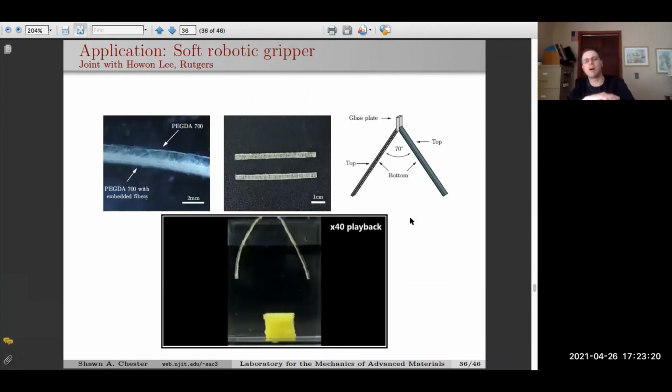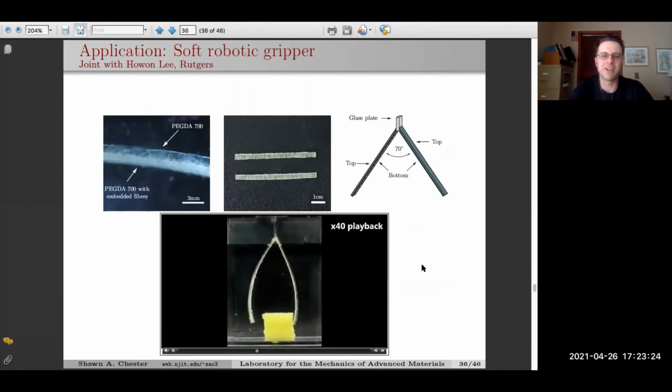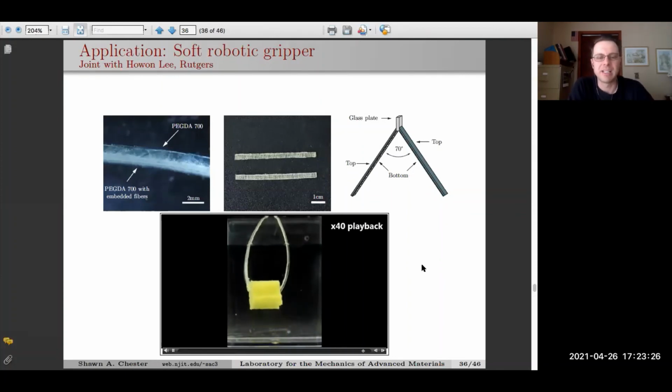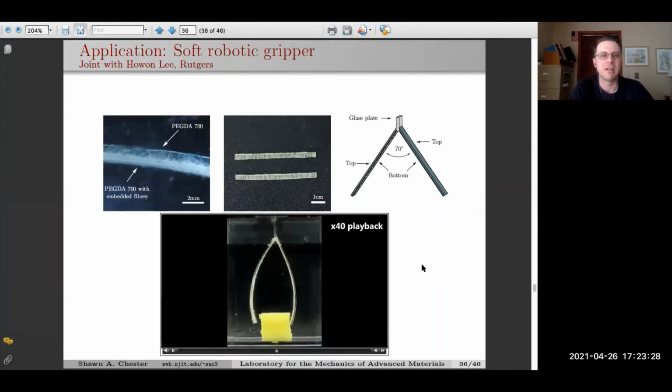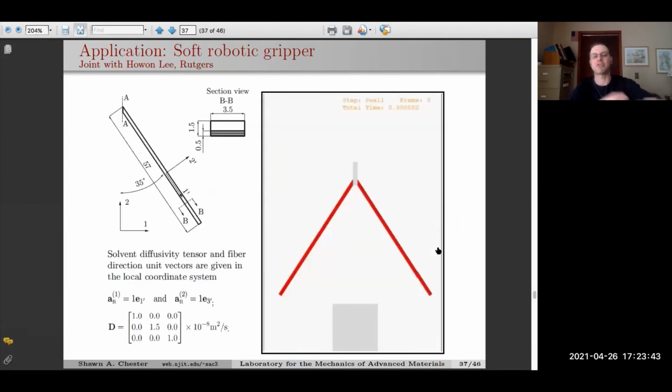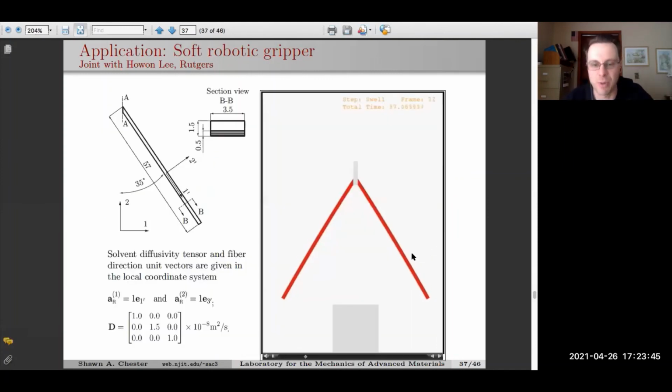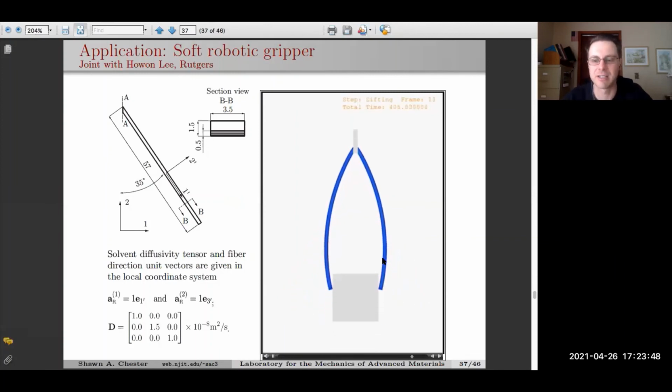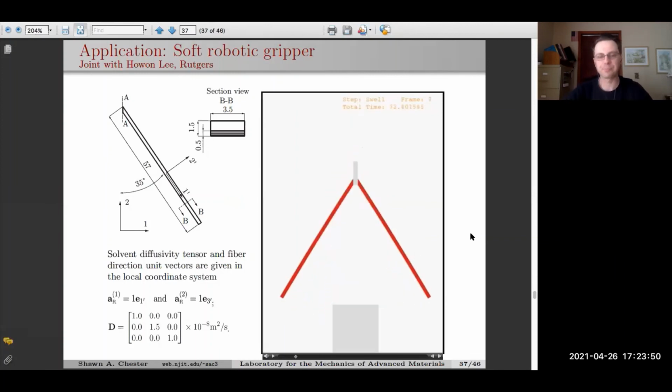So Ho-Wan built one last thing for us, a soft little gripper, and here he is putting it in water. It's nothing particularly special. He took medical gauze, like if you had a cut, the medical gauze made out of cotton, he simply embedded that in this polymer prior to curing, and that's all it took to get the anisotropy in there. And so we can do our simulations, and it's doing the same thing there.